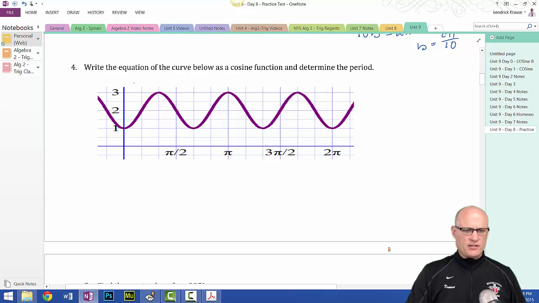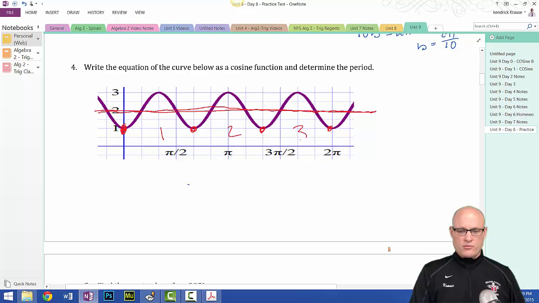All right, so let me get a color we can see here. And let's see. Here's my midline. I'm going to draw it in solidly just so you see it. There's my midline. All right. It's clear that I'm starting at a minimum. So let's see. How many full cosine curves do I get in there? That's 3 full cosine curves. 1, 2, 3 full cosine curves. So I know my frequency, which is B, is 3.